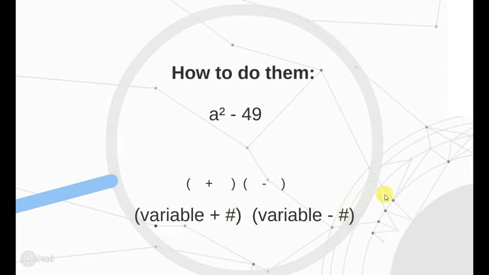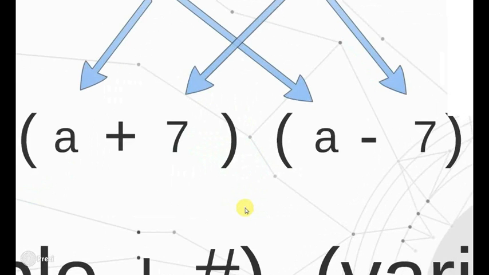Okay, so first step is square root of both terms. So go ahead and do that. I'll take the square root of a squared and the square root of 49, and then I write those values down. So the square root of a squared, of course, is a. Square root of 49 is 7. Then I'm going to place those values into the proper format that I've identified down here. So I've got a plus 7 times a minus 7, and that's your final answer. So difference of square problems, they go pretty quickly.